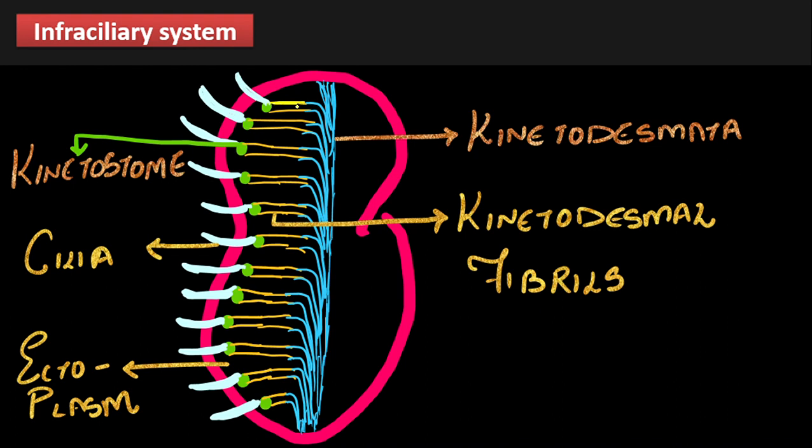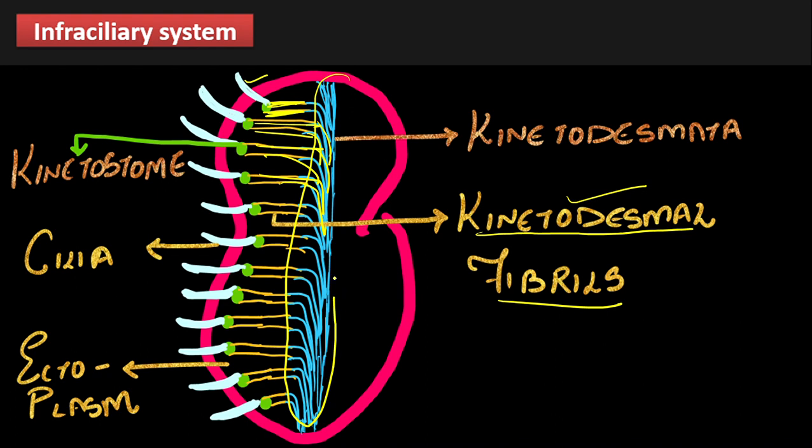Now if you see carefully, from the kinetosome towards the right side, some fibers are coming out. These fibers are nothing but kinetodesmal fibers. I am repeating again: from the kinetosomes there will be the formation of cilia, and there will be the connection of fibrils to the kinetosomes. These fibrils are your kinetodesmal fibrils. Now all these fibrils will unite and group together longitudinally, coming down this way. This group of fibrils we call kinetodesmata.